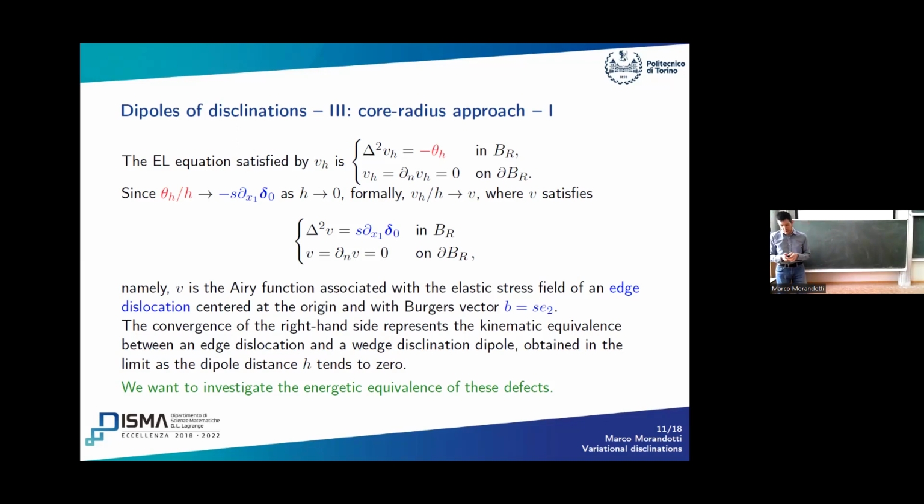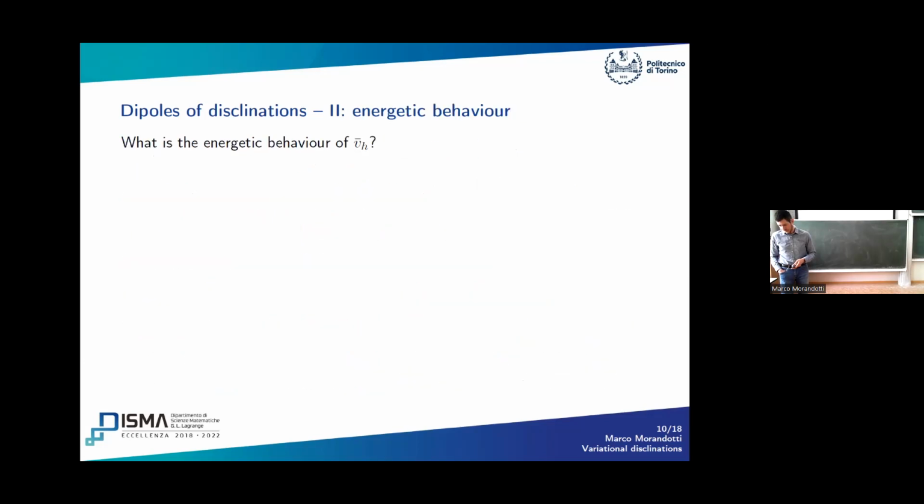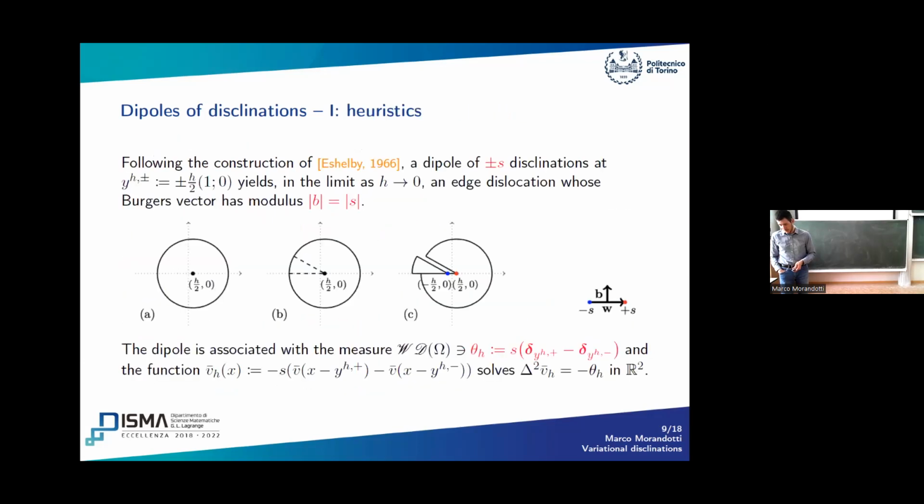So we do this. We look at the fact that the rescaled measure theta_h over h converges to the derivative of the delta in the x1 direction, formally, right? You see it here. This one looks very much like the approximation of the derivative, okay?